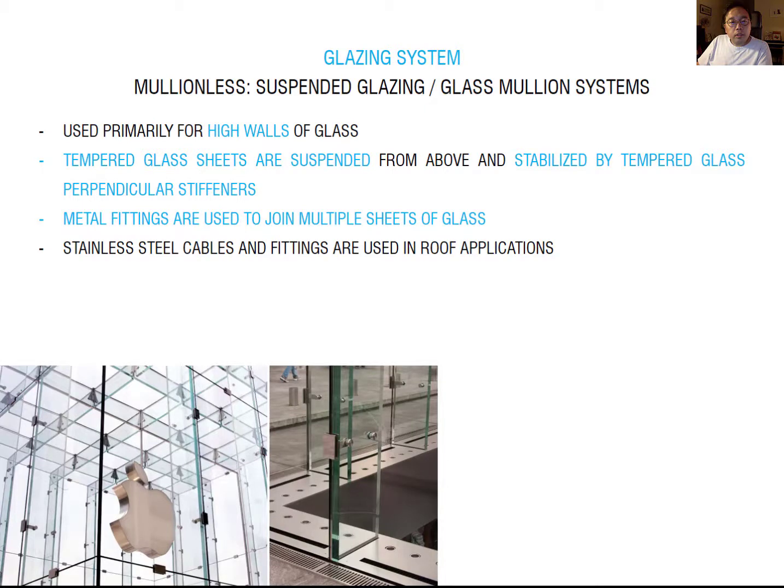So let's talk about suspended glazing and the glass mullion system. Suspended assemblies or the spider glazing system is another option. Suspended glazing is mostly used for tall glass walls like the Apple store, and it uses tempered glass. So do you remember what tempered glass is? Heat-treated glass is usually 4 to 5 times stronger. So when you consider suspended glass, you have to support the heavy weight of the glass. So it has to be stronger glass to hold this weight.